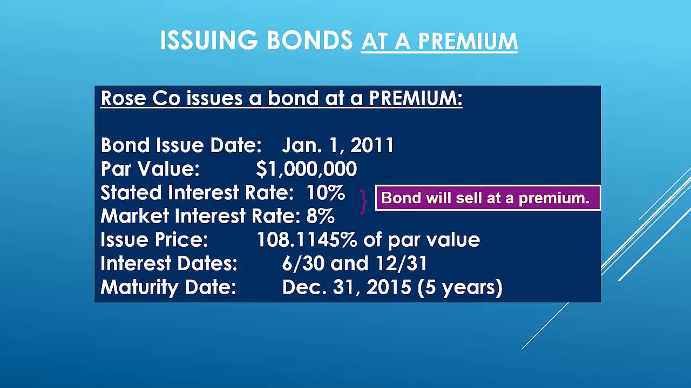Okay, so I've skipped forward a couple of slides, and I'm now going to issue this at a premium. In this case, my par value is still that $1 million. My stated rate is the 10%, but now the market's only paying 8%. So me, as a smart investor, go, look at this bond paying 10%. I can only make 8% everywhere else. I'm buying this bond. And the bond issuers go, whoa, whoa, whoa, not so fast. You're going to have to pay a little bit more because I'm paying a higher interest rate. So what does that look like?